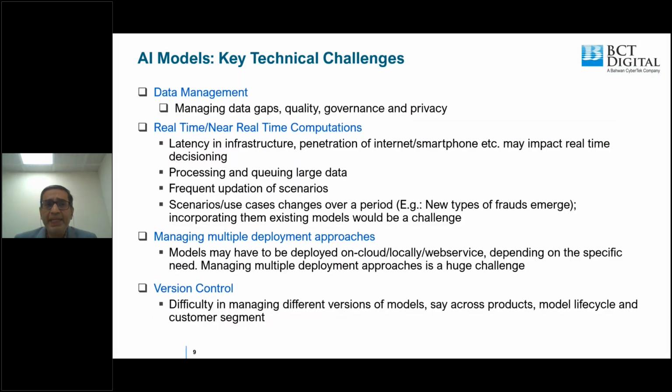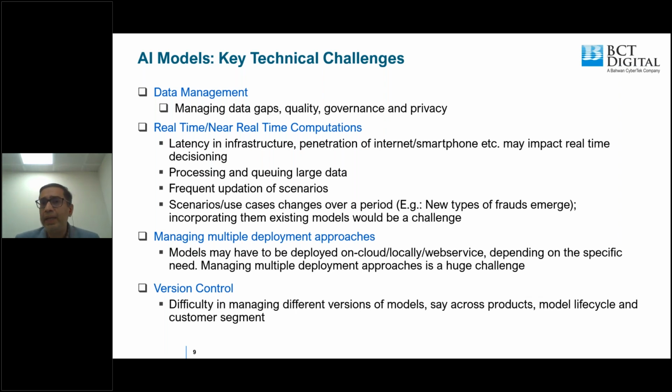There could be other technical challenges which XYZ was facing in terms of data management, managing the data gaps, quality, governance, and privacy, and so on. Then there are issues related to near real-time computation getting impacted due to the latency in infrastructure, because your infrastructure is always not up to the mark in a real-life scenario, particularly for near real-time conditions. There is always a lag.